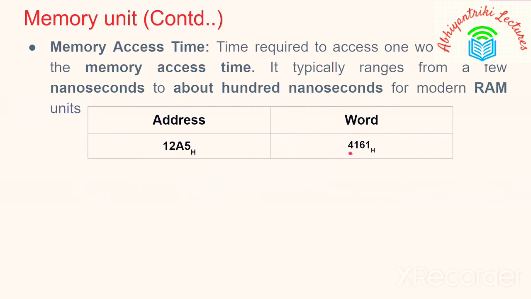If the processor takes 1 second to access this particular word, then the memory access time is 1 second. However, it is not 1 second. It typically ranges from a few nanoseconds, a fraction of a second, where a nanosecond is 10 raised to -9, up to about 100 nanoseconds for modern RAM. So within a fraction of a second, the processor can fetch the data from memory.